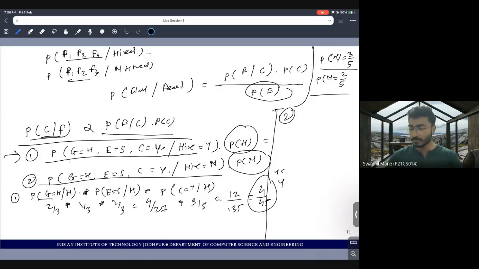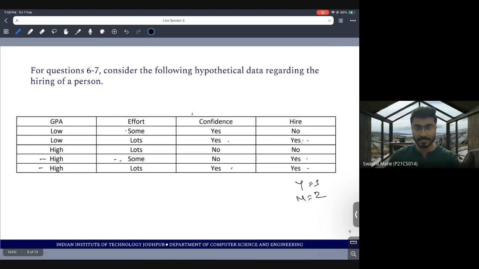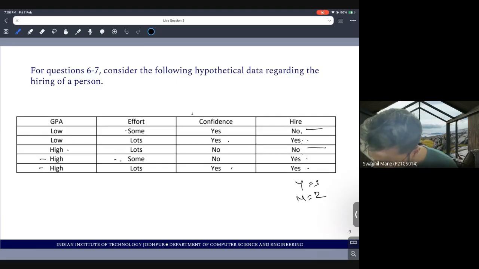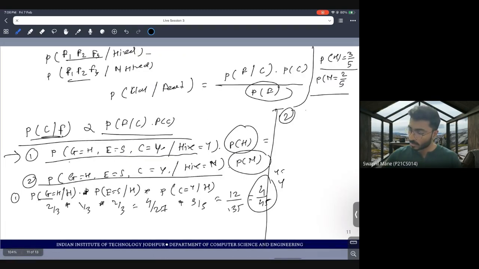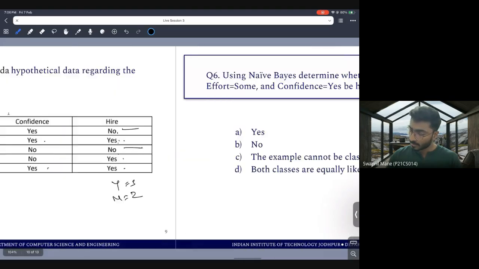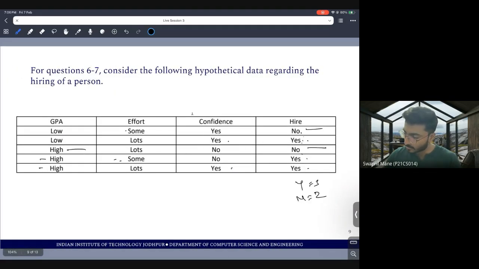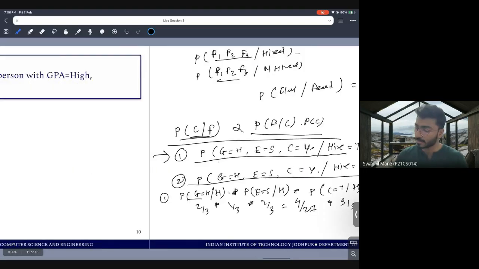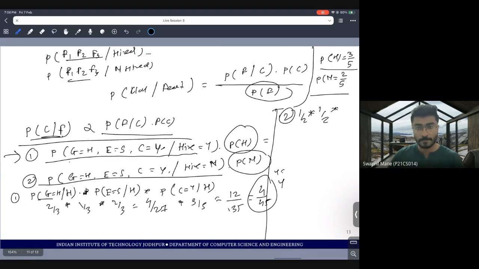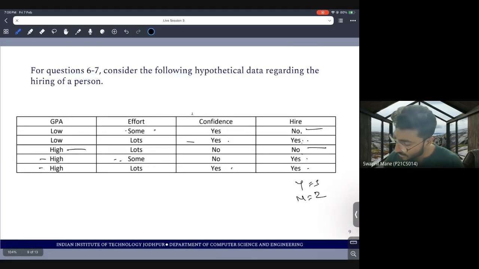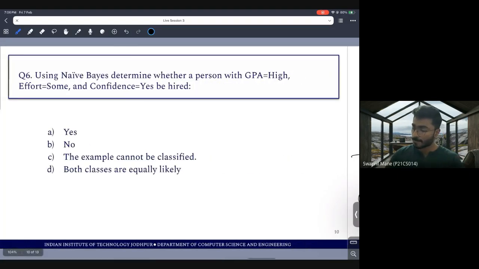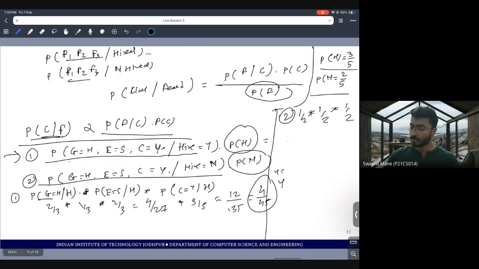Similarly for no, how many are high? We need to identify that. No samples are 2 only here, 1, 2, and it is high. We are getting high one time only, so 1 divided by 2. Into effort is some: for no, effort is some one time, so 1 divided by 2 as well. For confidence is S, we are getting only one time, also 1 divided by 2.